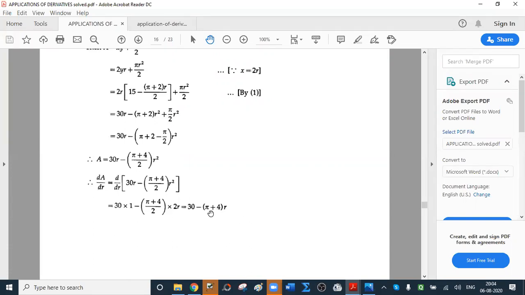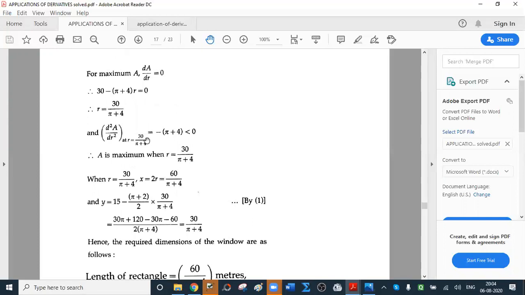Always negative, right? But we want derivative at which point? r equal to 30 by pi plus 4. So at that point also it is negative. So area is maximum when r is 30 upon pi plus 4. Now when r is 30 upon pi plus 4, what is length? It is 2r, that is 60 upon pi plus 4. And what is y? y is 15 minus this, okay, from 1.